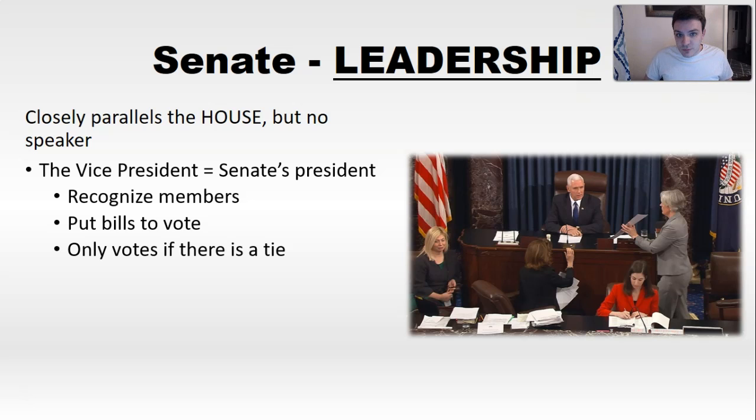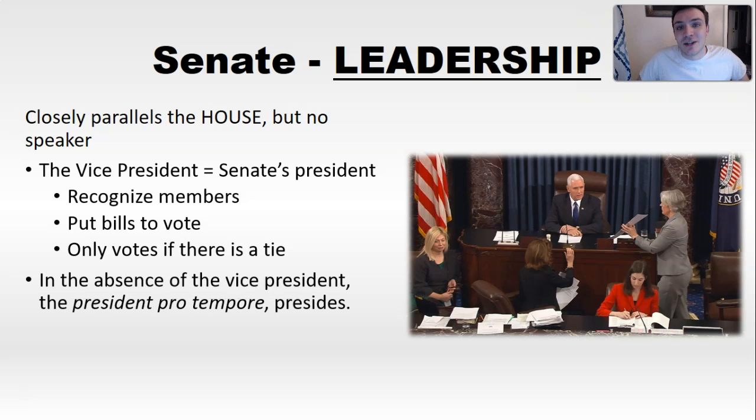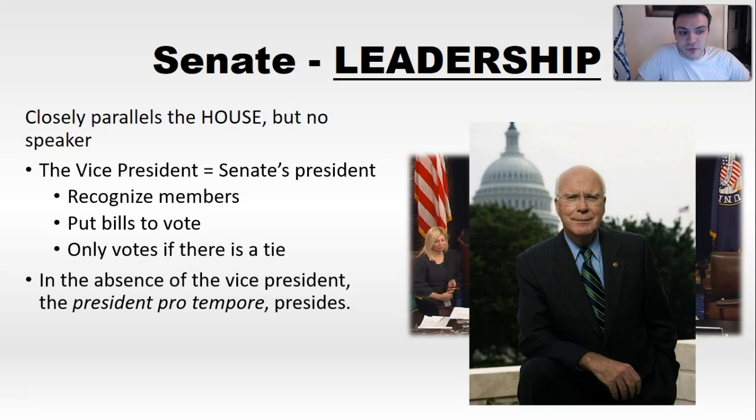Now, the vice president, in some circumstances, is the right-hand man or woman to the president. And so if the vice president is unable to be at the Senate, there to oversee it and things of that nature, the president pro tempore will then preside. The president pro tempore is simply the most senior or longest serving senator within the Senate. And if, again, the vice president can't be there, the president pro tempore, that's their job.